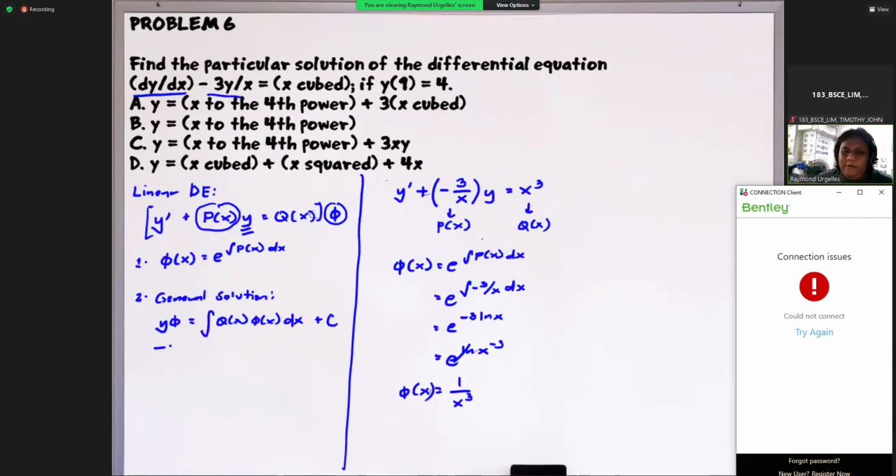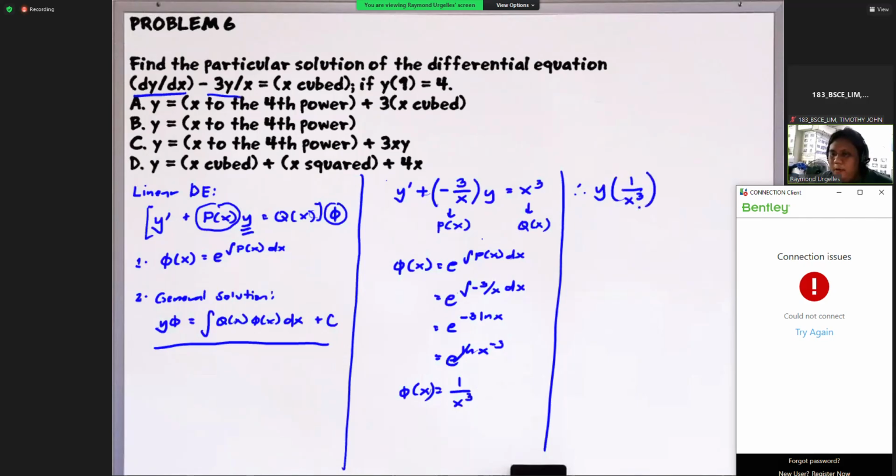So then following this equation, for the general solution, ito yung general solution natin. We have y multiplied by 1 over x cubed, equal to integral ng q of x, x cubed, times phi of x, 1 over x cubed, dx, plus constancy. Where this will just cancel.